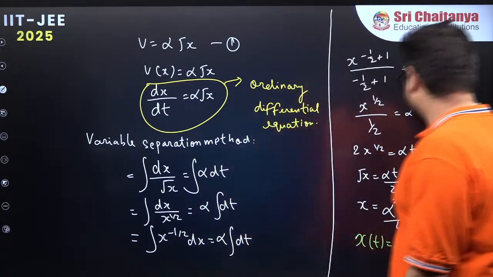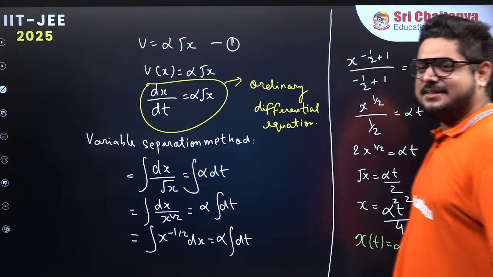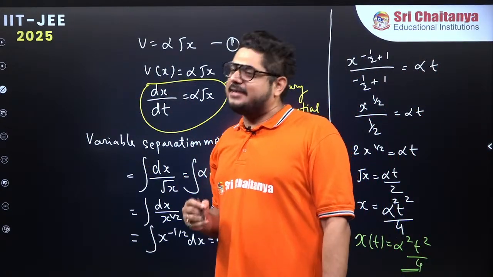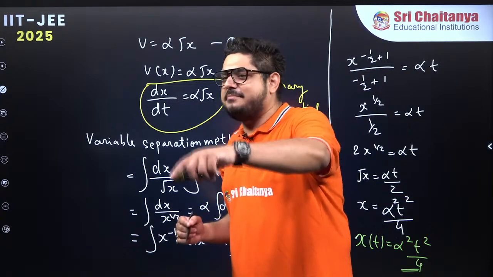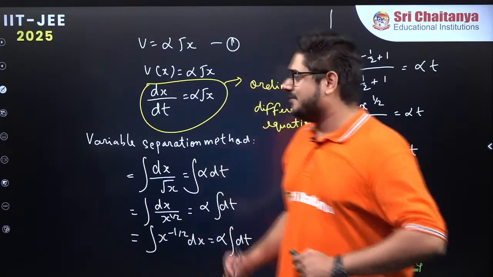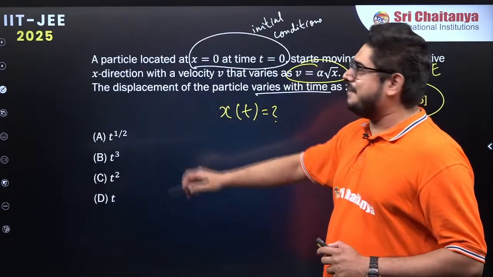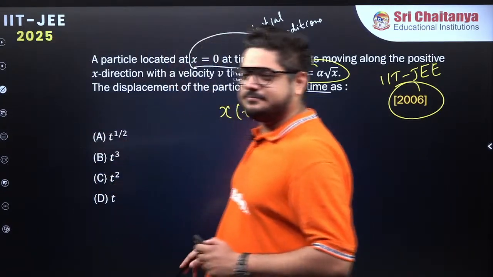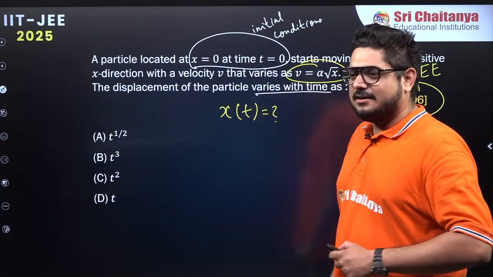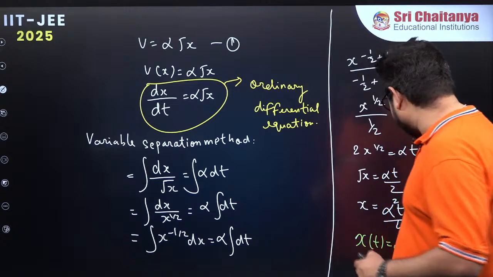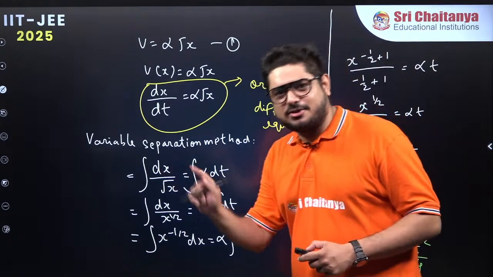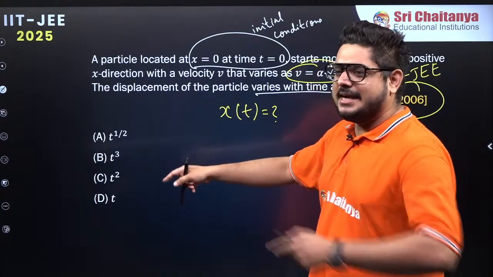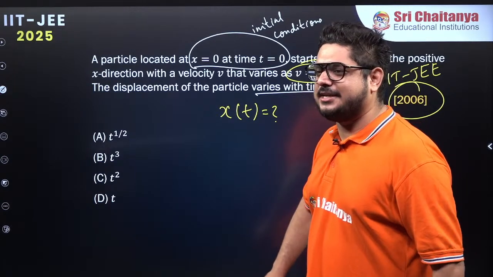So now, which option do you think will be correct? So now we are getting the variation of displacement with respect to time. So kindly mention to me what should be the answer. कौन सा होना चाहिए बताओ? Which option do you think is the correct option? क्या आया? ये है ना, x(t) is equal to alpha square t square by 4. Alpha square and 4 are the constants. So what do you think? Write down the option over there.